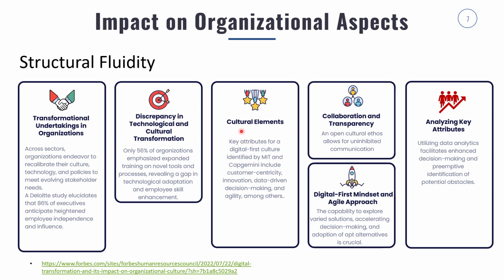Therefore, the key attributes for a digital-first culture identified by MIT and Capgemini include customer centricity, innovation, data-driven decision-making, and agility, among others. So if you see, these articles again focus on the four key aspects of customer centricity, innovation, data-driven decision making, and agility. Therefore, all the articles corroborate these aspects in one way or the other. They are highlighting that these four aspects are important for a digital transformation in an organizational culture. Collaboration and transparency is also very important when we talk about an open cultural ethos for uninhibited communication. There should be a digital-first mindset and agile approach from leadership and across all the employees. Also, again, data analytics, as I mentioned earlier, is a key attribute to preempt identification of potential obstacles.